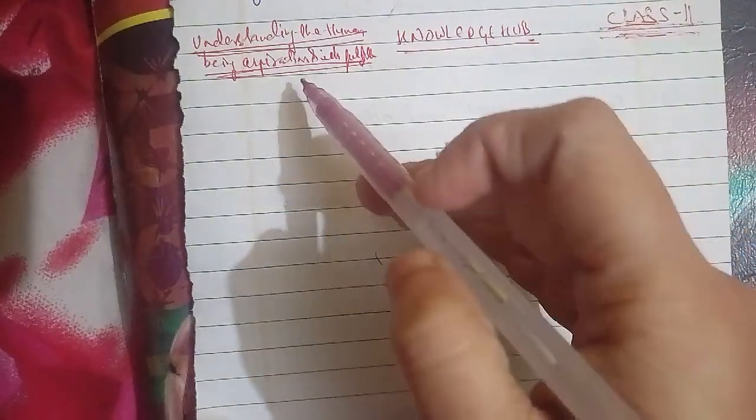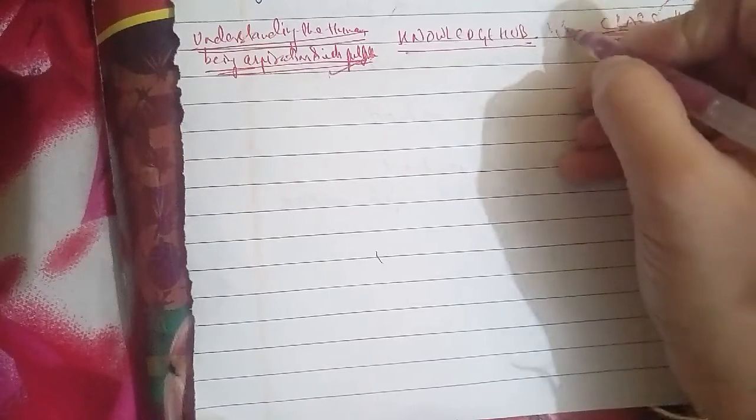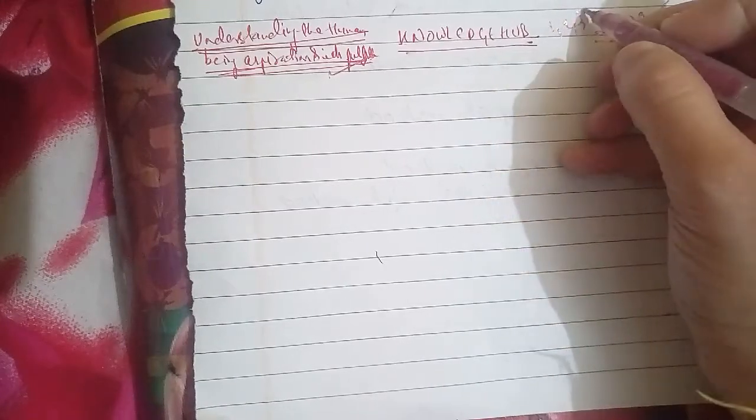Today we're going to start with the class based on understanding the human being, human aspiration and its fulfillment. This is the 11th class, and as you know, we had done the 10th class in the last session. There we discussed unit 1, unit 2, unit 3, unit 4, as well as unit 5 in detail.